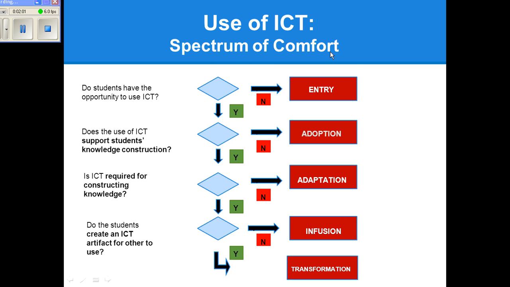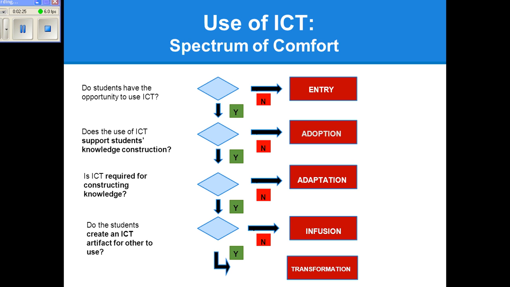So we're starting with our spectrum of comfort again. And at the entry level, ask yourself that question: do students have the opportunity to use ICT? Really your entry, and there's nothing necessarily wrong with that. Like I said, you could be doing 21C without using technology at all. But do they have the opportunity to use it? If no, you're at entry, and that's fine. But if yes, then you move down.